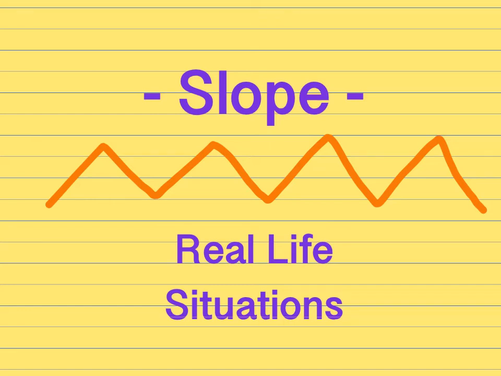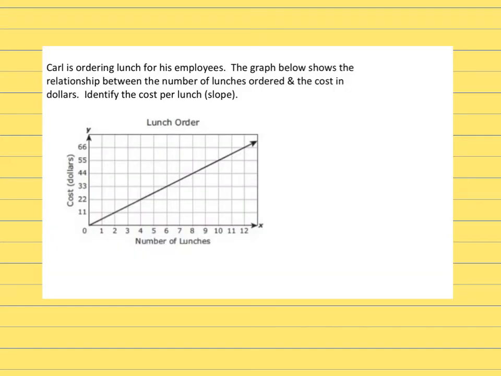This video is going to go over how to determine the slope from real life situations when given a graph. The first one we're going to look at says Carl is ordering lunch for his employees. The graph below shows the relationship between the number of lunches ordered and the cost in dollars. Identify the cost per lunch, and that's going to be slope.